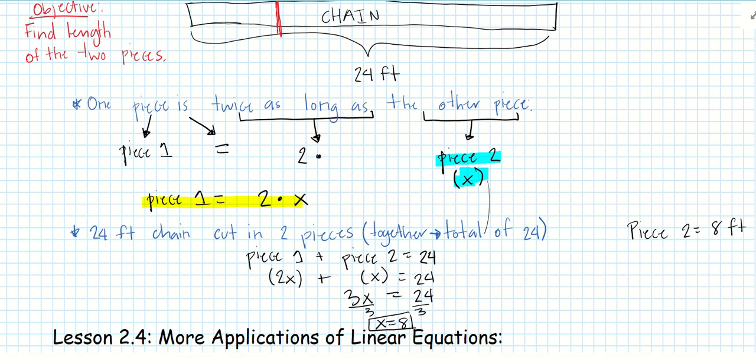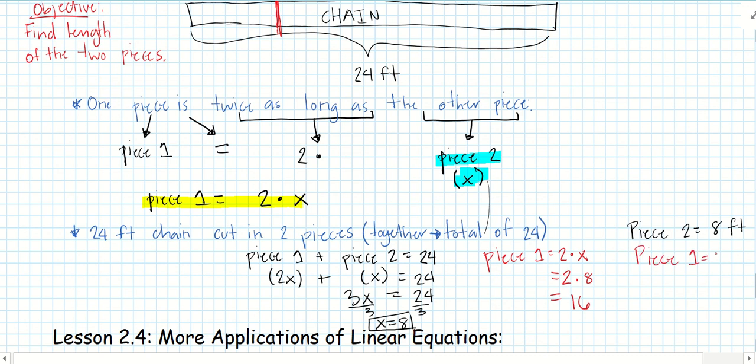But now we had said that piece 1 equals 2 times piece 2, right? So here piece 1 will be 2 times 8, which is 16. So then piece 1 equals 16 feet. So that is our solution. So the two pieces of the chain are 8 feet and 16 feet. Okay.